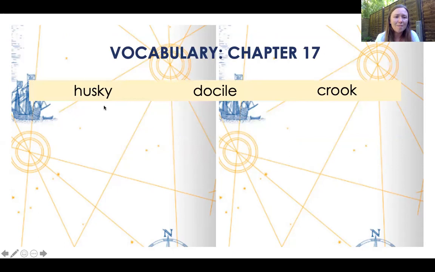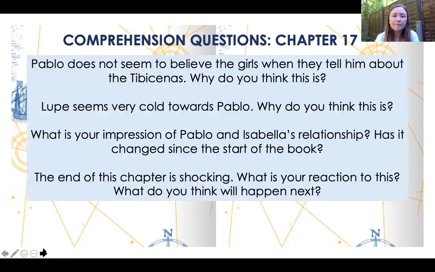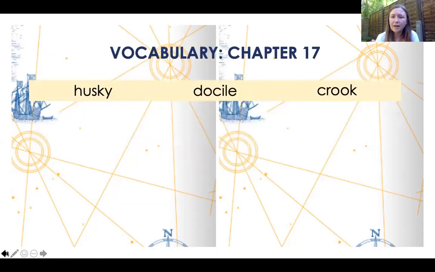And finally, chapter 17. As you can see, only three words that I pulled out of this one. The rest of them, you've seen them already or you should know them already. Husky, docile, and crook. Just a point again about vocabulary: remember to look it up in this context, because lots of words have multiple definitions, but I want to know what they mean in this context.